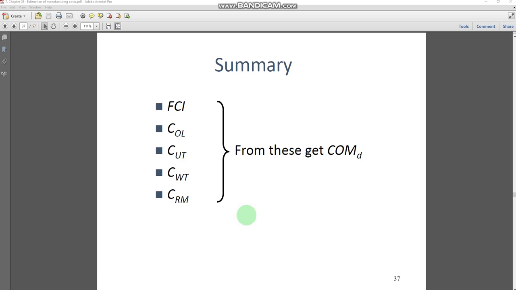Now what is the summary of the things that we have studied until now? We can now find out the fixed capital investment. We have seen the equation for the fixed capital investment, the cost of the operating labor, cost for the utilities, cost for the waste treatment, and cost for the raw material. If you calculate all of these things, you can estimate the cost of manufacturing without the depreciation involvement. We have seen the equations for the cost of manufacturing with the depreciation and without the depreciation.